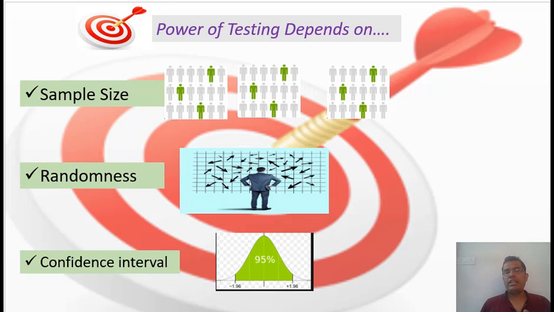Power of testing basically depends upon three factors, that is your sample size, randomness and confidence interval. So basically if your sample size is more, your power of testing or your effectiveness of testing would also be more. Randomness. So as the name suggests, if your randomness is more, probably your power of testing or the confidence you will get on your testing would be less. And the third one is your confidence interval, the amount of error probably you are taking or assuming while you are trying to do your testing. So let's try to discuss each factor one by one.